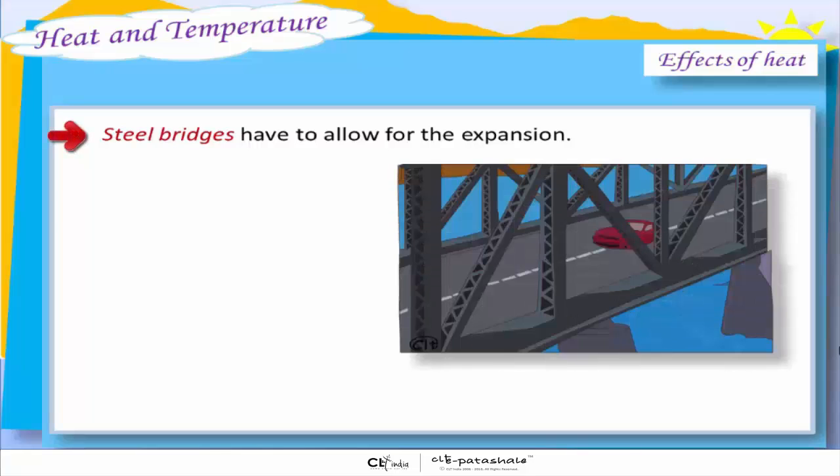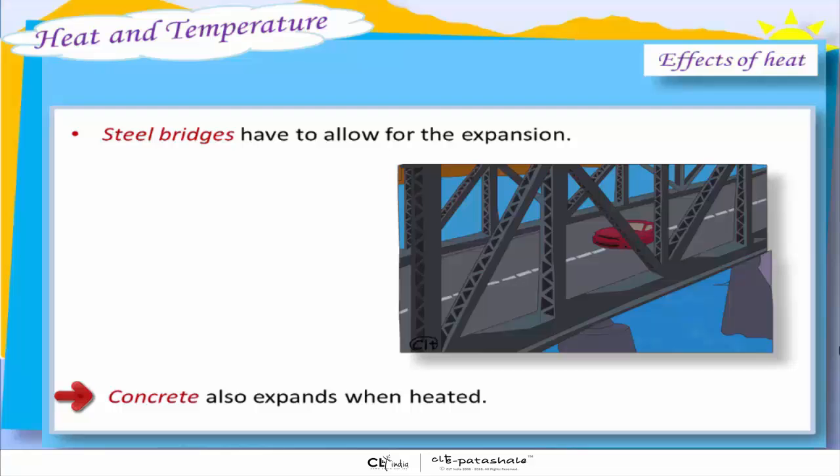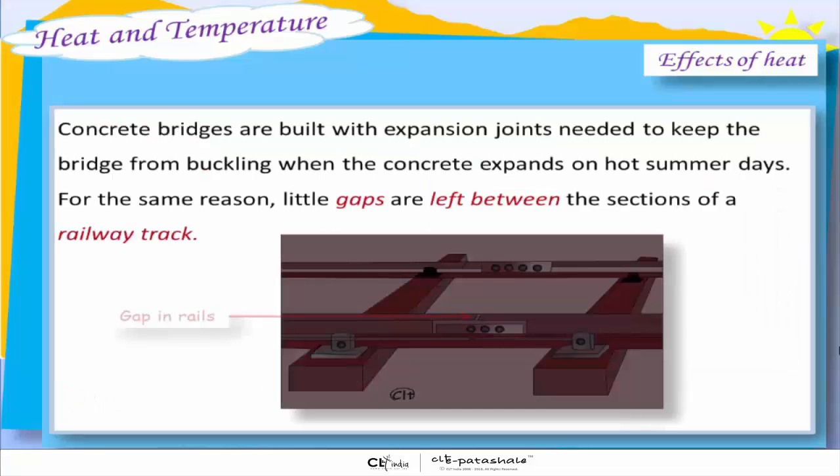Steel bridges have to allow for the expansion. Concrete also expands when heated. Concrete bridges are built with expansion joints needed to keep the bridge from buckling when the concrete expands on hot summer days. For the same reason, little gaps are left between the sections of a railway track.